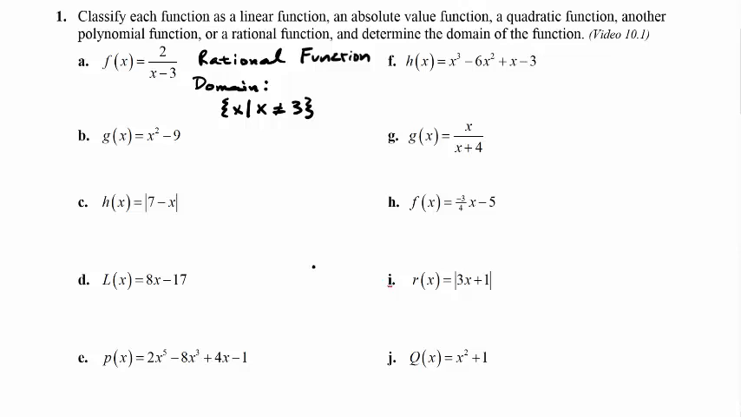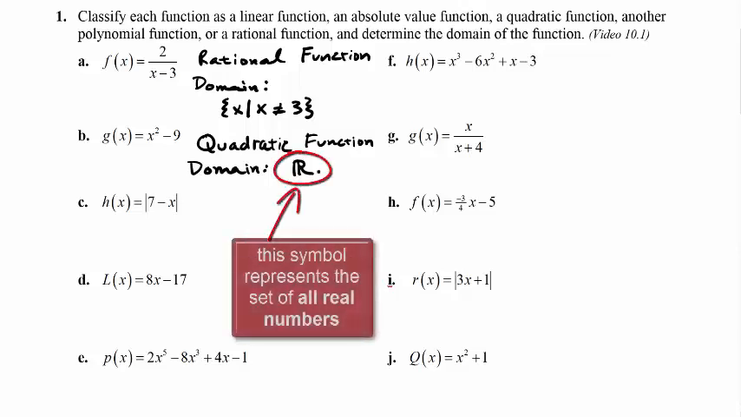Part B, g of x equals x squared minus 9. This is a quadratic function because it's a polynomial and the highest exponent is 2. Now with quadratic functions, the domain is always going to be the set of real numbers. We can plug in any x we want and square it and then subtract 9. There are no restrictions whatsoever. We never get a 0 in a denominator here, so it's okay to plug in any x we want.